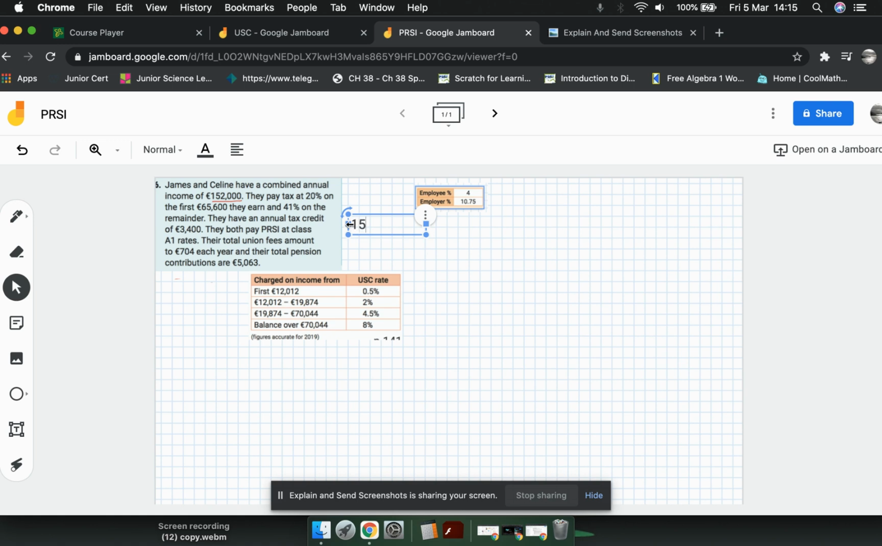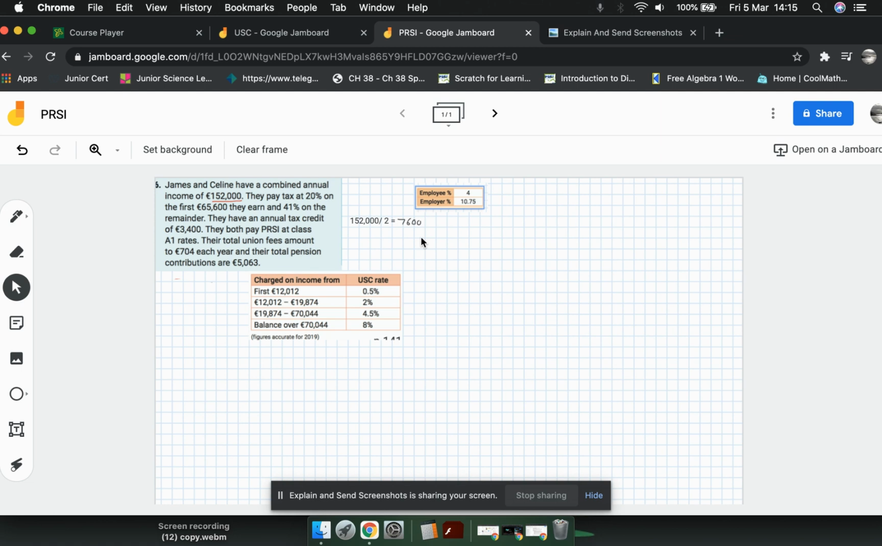So I'm going to take 152,000 and divide it evenly between them, divided by 2. That will give me how much money I'm going to work out for the purposes of PRSI for each individual person in the couple. So 152,000 divided by 2, and you should end up with a value of 76,000 euro. For the purposes of this question, this is what we're going to use as the gross salary of each individual person.